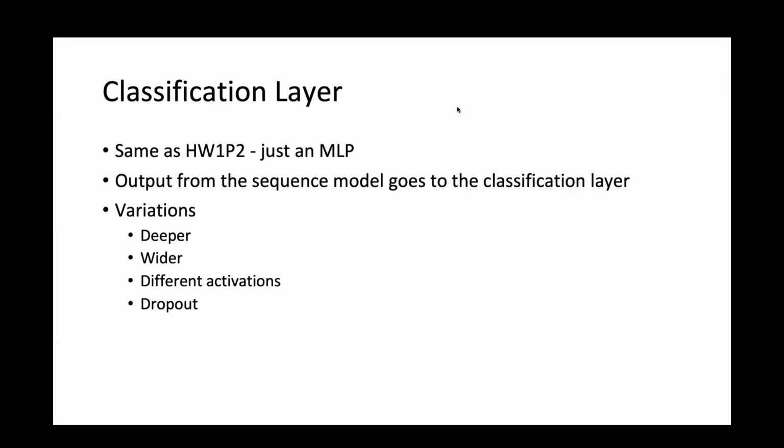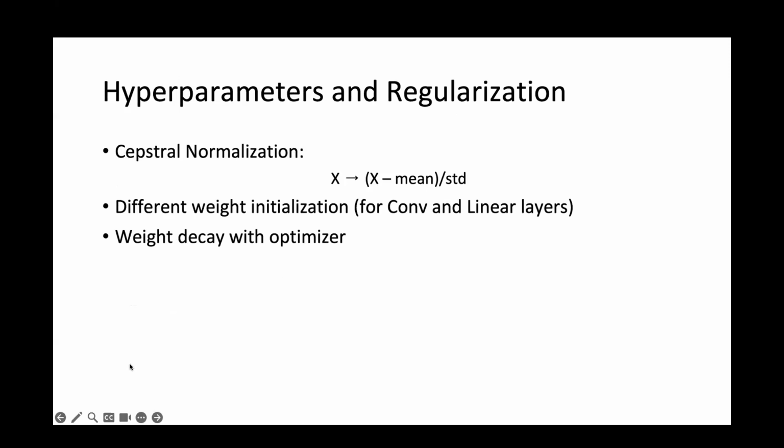You can still experiment with the width, the number of layers, the activation in between them, and some dropouts if you see any overfitting. And you can also use spectral normalization in the data, or you can also use batch norm. I believe you might have implemented this in homework 1 part 2 as well. You can also experiment with the weight decays in your optimizer and the weight initialization for your convolution layers or the linear layers.